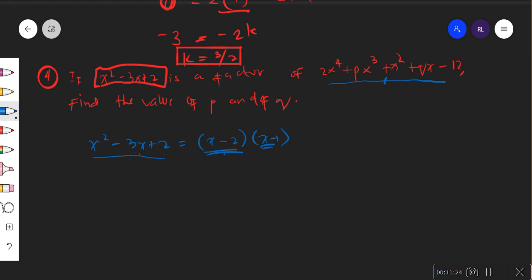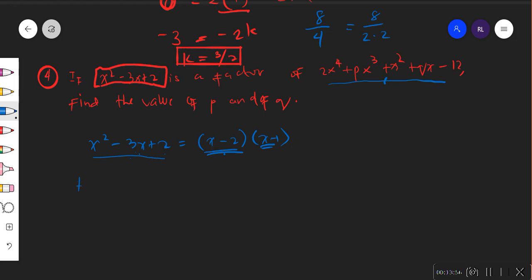Okay, so it's like saying that if 4 is a factor of 8, therefore the factors of 4 are also factors of 8. What are the factors of 4? 2 and 2. Okay. So the same with that idea. What we're going to do is, how can we form two separate equations involving p and q with this given? So for the first equation, we are going to use x minus 2.